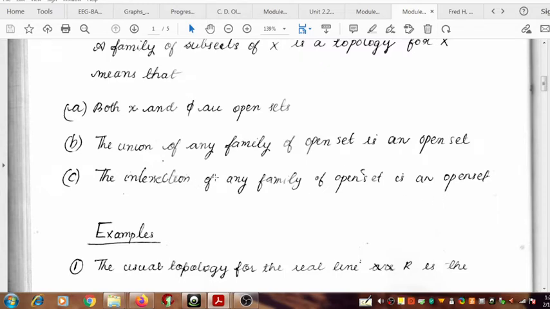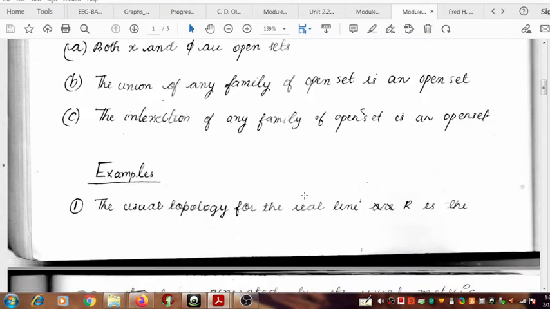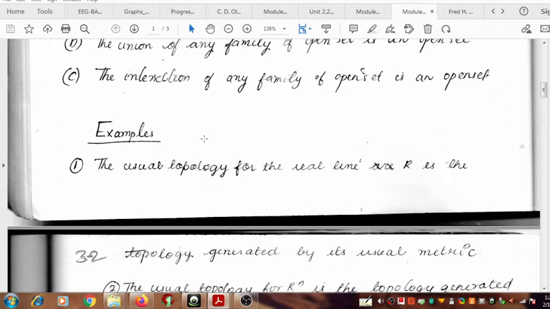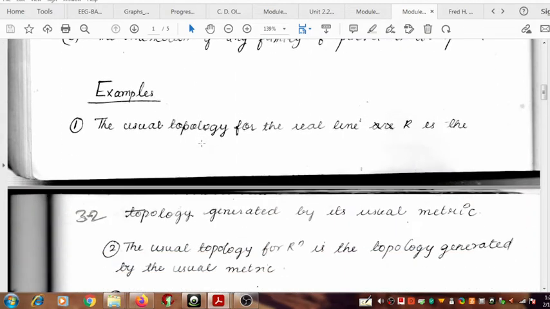That's why it's called a finite intersection. Finite intersection of open sets is open. So here that word is missing. For the intersection, the word finite should also be used. That's important. Any finite family of open sets has an open intersection. Now we can see some examples.